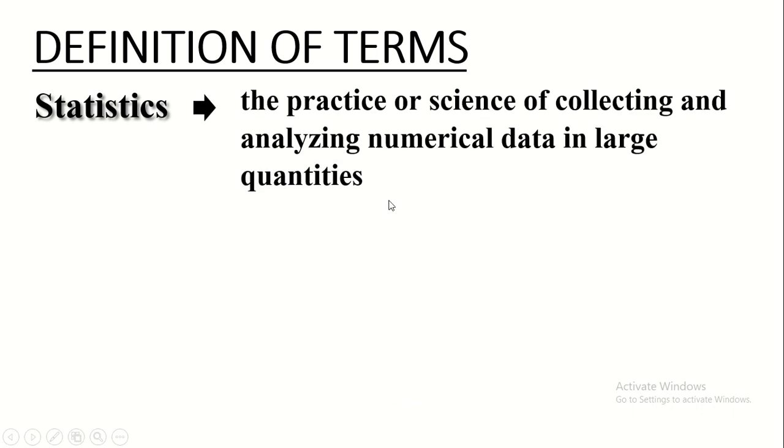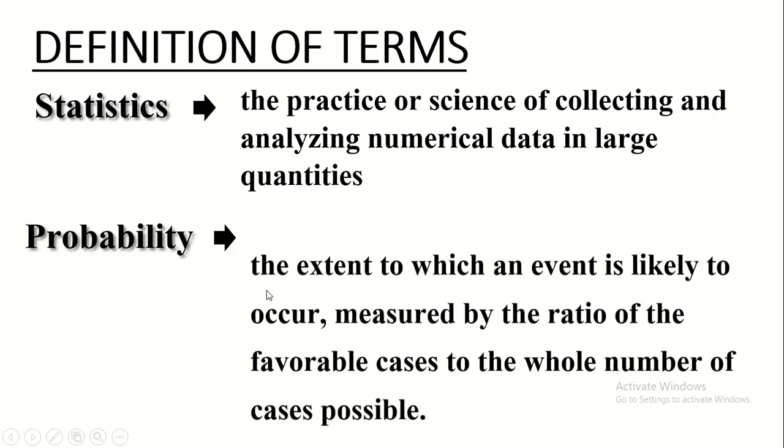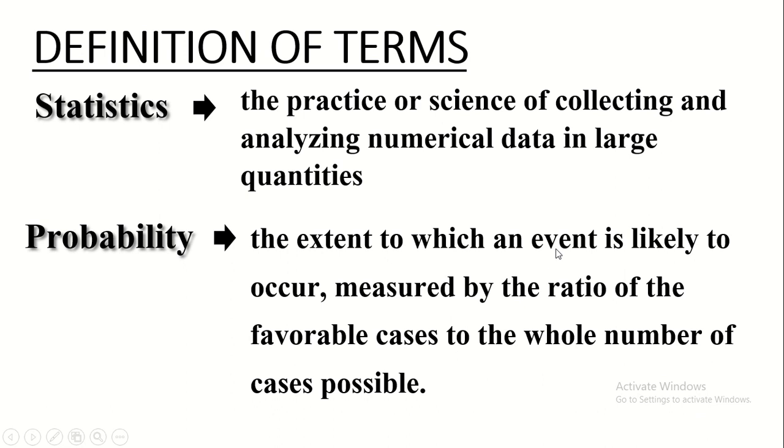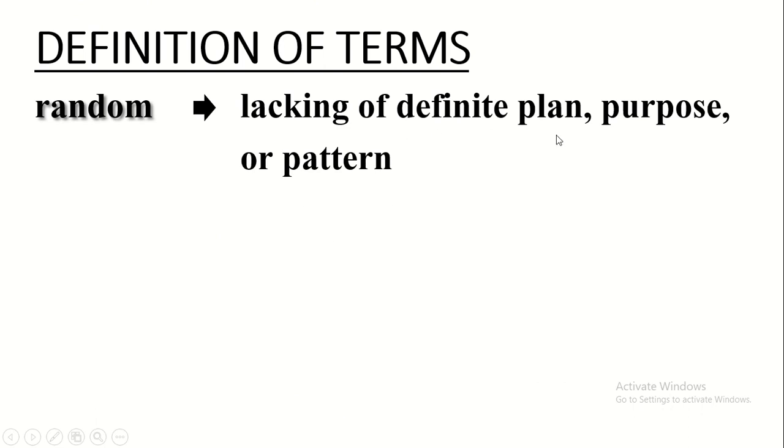Unang-una, statistics. The practice or science of collecting and analyzing numerical data in large quantities. Next, probability. It is the extent to which an event is likely to occur measured by the ratio of the favorable cases to the whole number of cases possible. Random. It is the lacking of definite plan, purpose, or pattern.